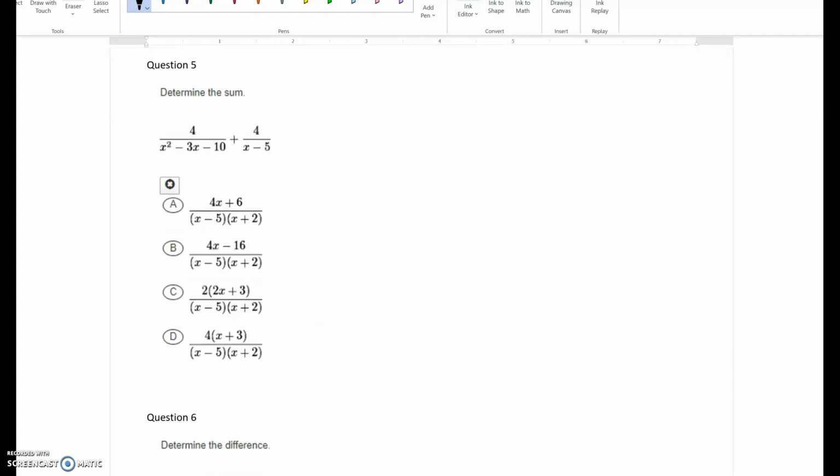Okay, determine the sum. This is where we need to get common denominators. So our first step is going to be to factor any denominator that needs to be factored, like this one right here, x squared minus 3x minus 10. Two numbers that multiply to give us 10 would be 2 and 5. We're trying to add up to -3, so the bigger number needs to be negative. Then I'm going to give myself some space and write plus 4 over x minus 5.